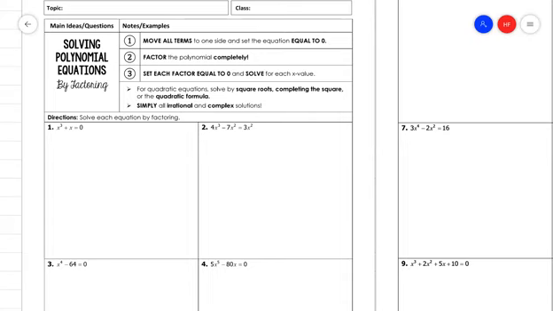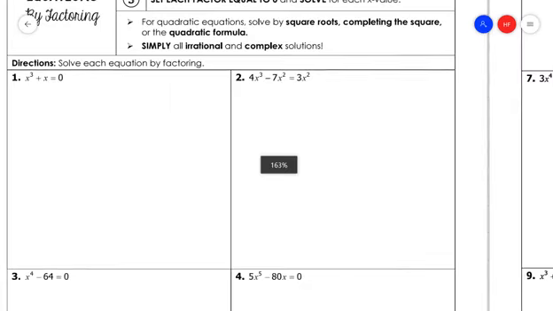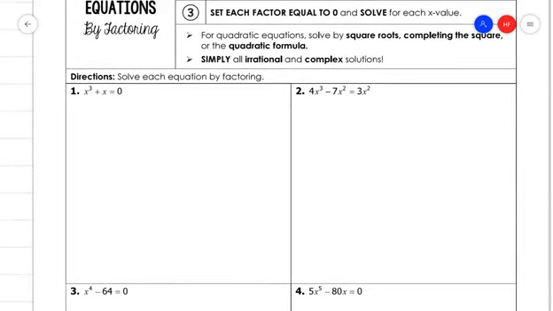And so on number 1, we have x cubed plus x is equal to 0. Because we did go over factoring yesterday and we do have multiple videos on factoring, I am going to kind of speed through the factoring portion and then just get into the solving problem. So we'll factor out the x. We get x squared plus 1 equals 0.